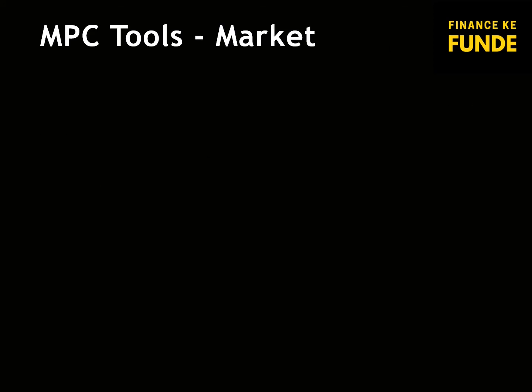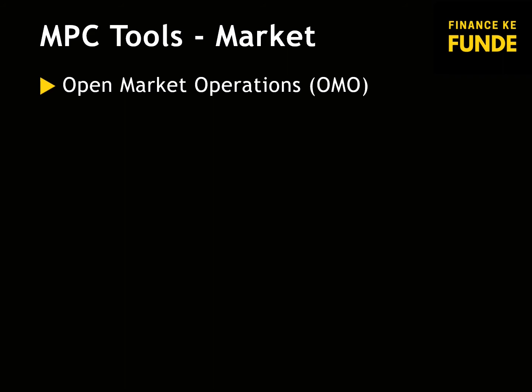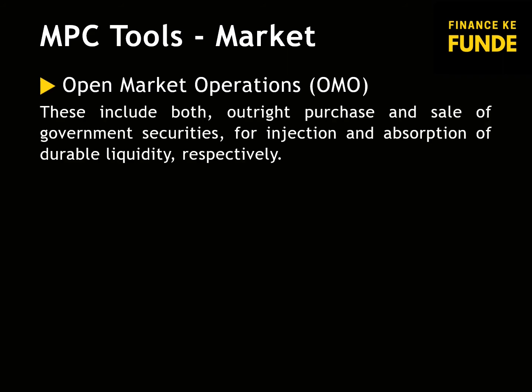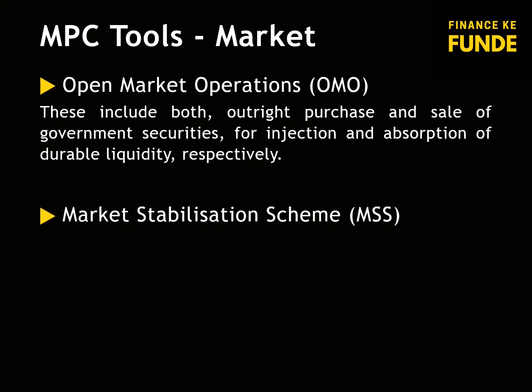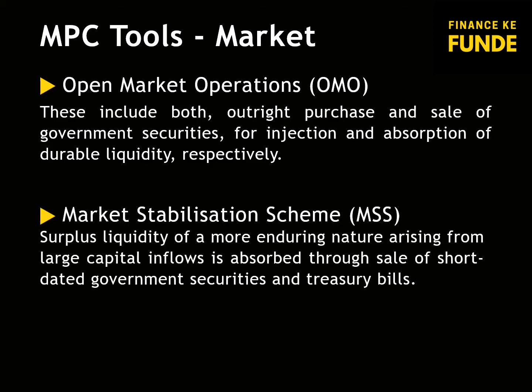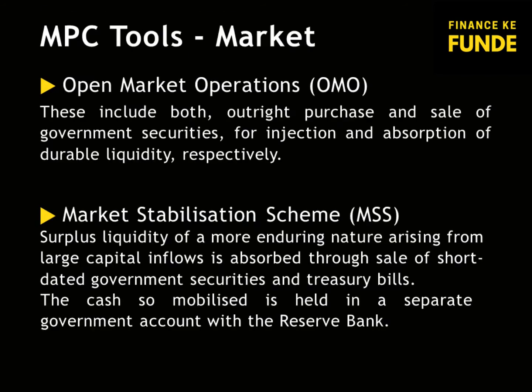To manage durable liquidity, RBI may also conduct open market operations or OMO. This includes outright purchase or sale of government securities from open market. When large capital inflows lead to surplus liquidity, RBI may also use market stabilisation scheme. RBI sells short-term government securities and keeps the amount so collected in a separate government account. Now that we have an understanding of different tools at RBI's disposal, let's see how these help manage inflation.